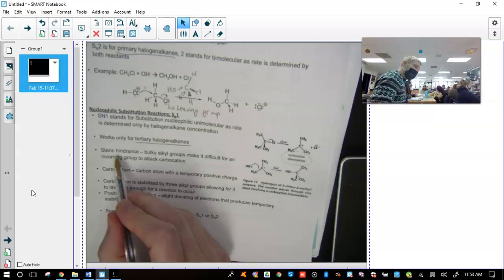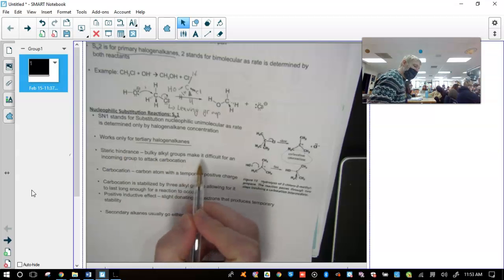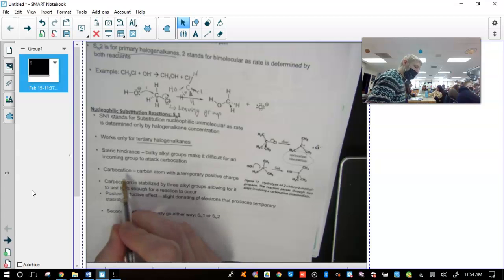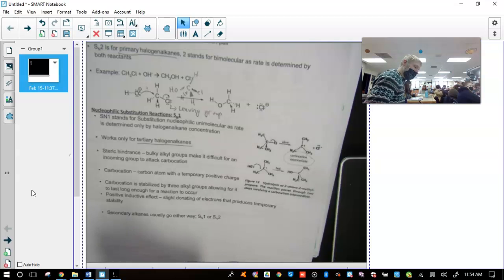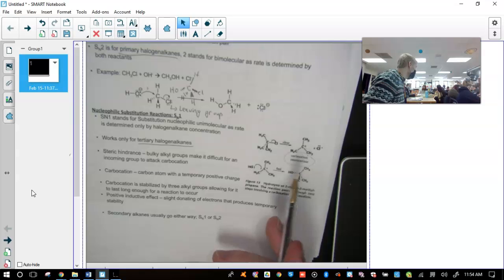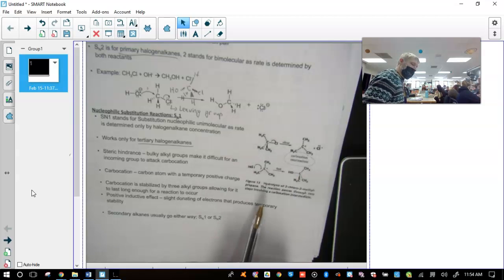Got this term called steric hindrance. Bulky alkyl groups make it difficult for an incoming group to attack, hence this Sn1 pathway. Carbocation: a carbon atom with a temporary positive charge. The carbocation is stabilized by three alkyl groups, allowing it to last long enough for a reaction to occur. Positive inductive effects, like donating electrons, produce temporary stability. So is it stable? Not really, but it's stable enough to allow this pathway to work.